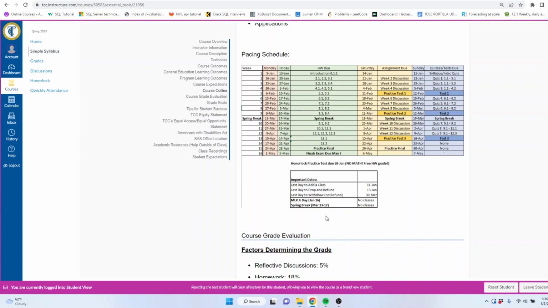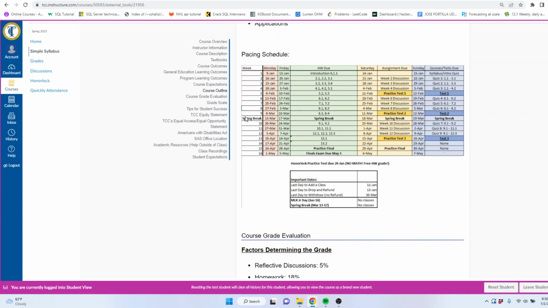Other important dates, so Martin Luther King Jr. Day is January 16th. There's no class. That doesn't necessarily apply to an online class because it's just one day out of 7 for us. But if you do have in-person classes, be aware the Monday of the second week, there is no classes.